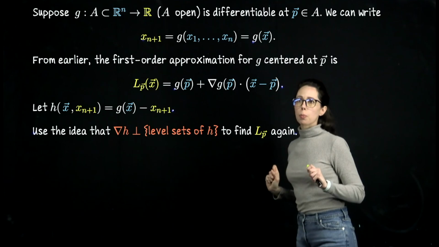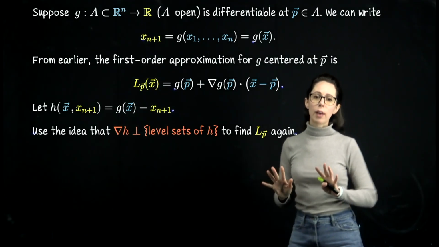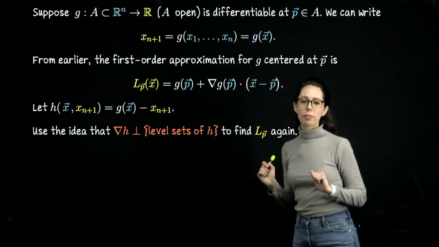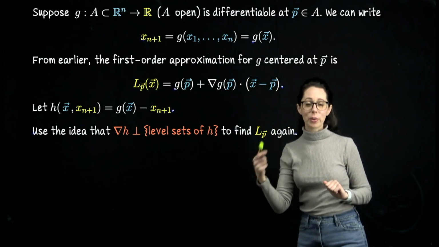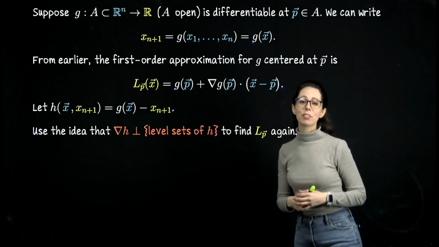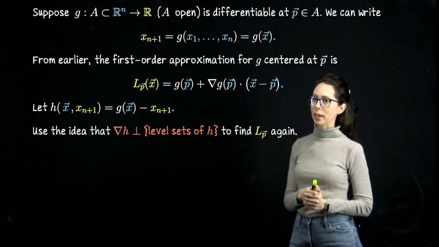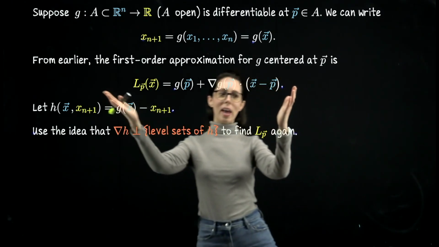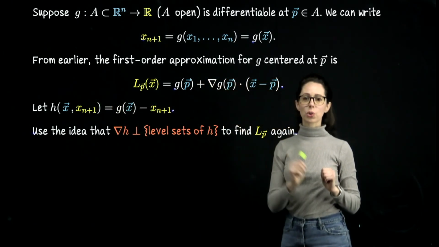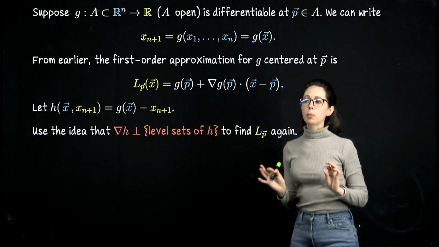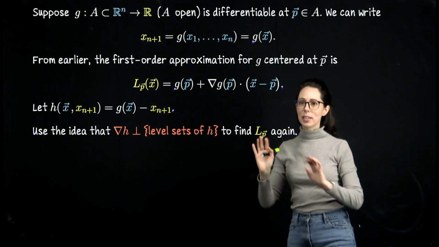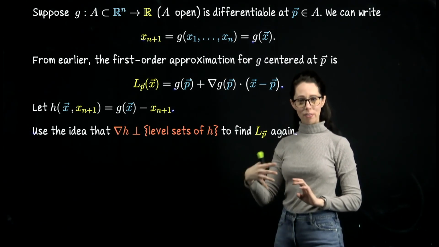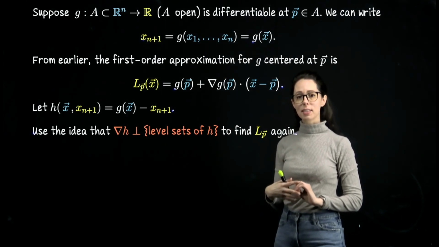For such a differentiable function, we already know how to write down the first order approximation. We have it here. That is our familiar tangent line or tangent plane for a function of one or two variables respectively. That means that what I'm about to explain, we don't need, because we already have a way of writing down the first order approximation. What I'm going to do is pretend I don't know this and get to it again by using this new idea of gradients being perpendicular to level sets.